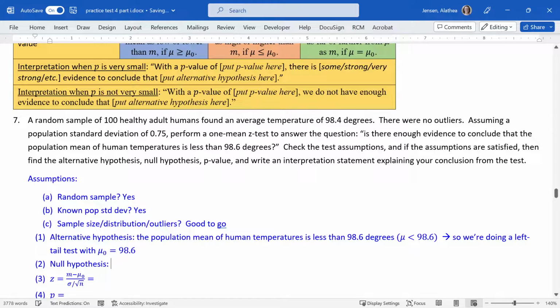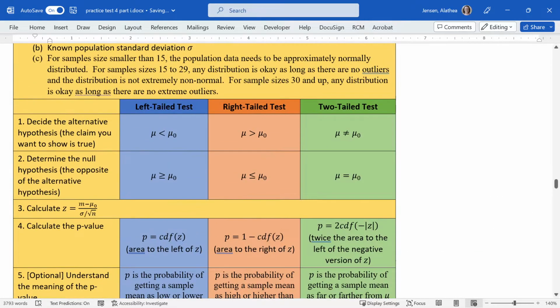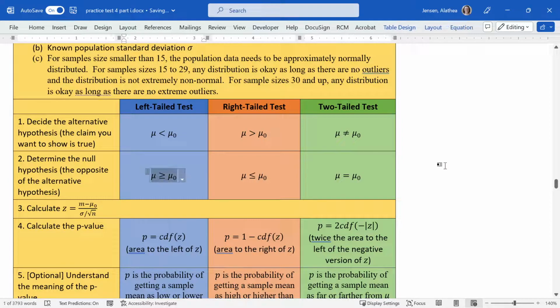Okay. Now the null hypothesis is always the direct opposite of your alternative hypothesis. So it doesn't say here whether to put it in words or to put it in symbols, but we can do either one. So the words would be the population mean of human temperatures is greater than or equal to 98.6. Okay, so that's if we're doing it in words, and if you want to do it in symbols, it would be mu greater than or equal 98.6. Okay. And that is also written in the left tail test column up here as well.